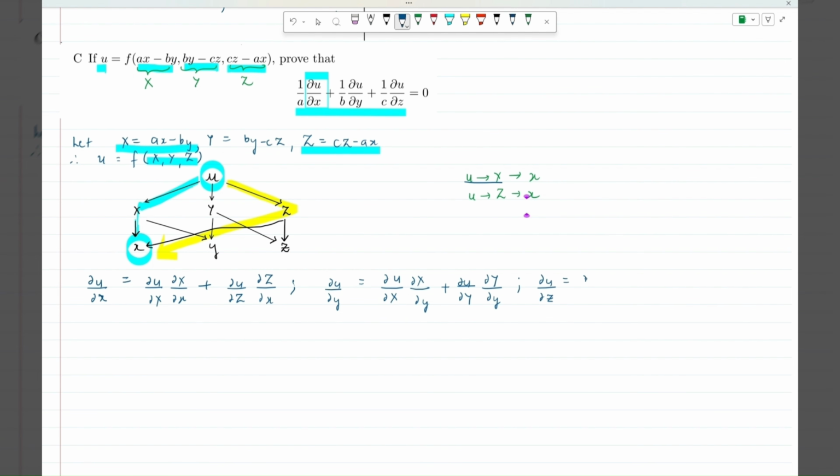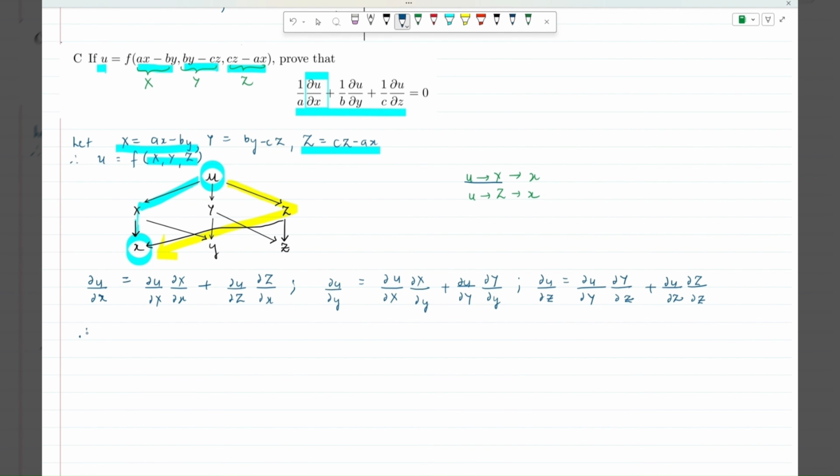This is going to be del u over del capital Y over del z, plus del u over del capital Z and del capital Z over del z. So these are the expressions that we have. Now we'll step by step start constructing the left hand side.